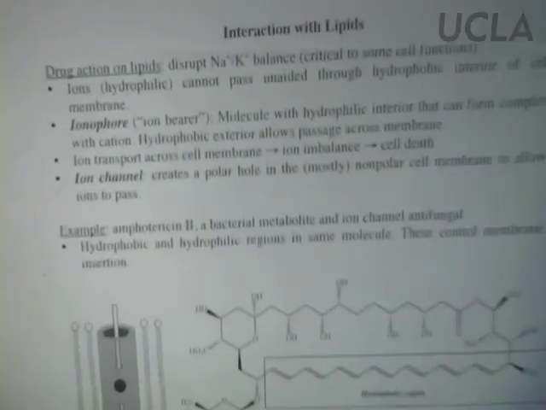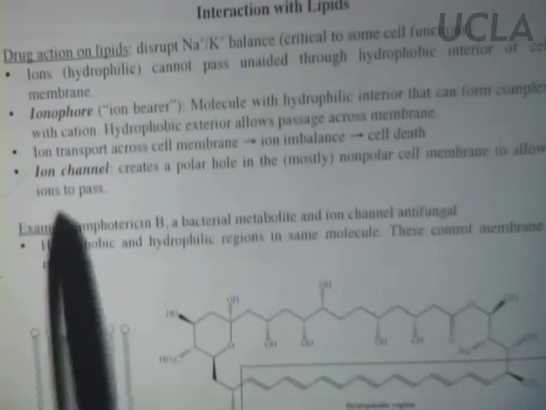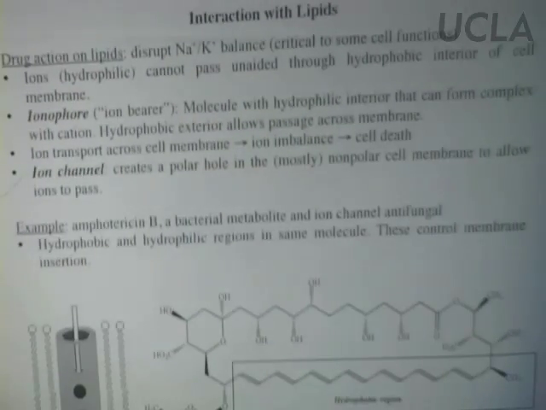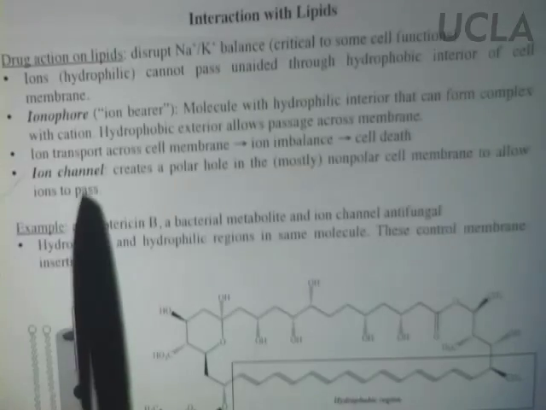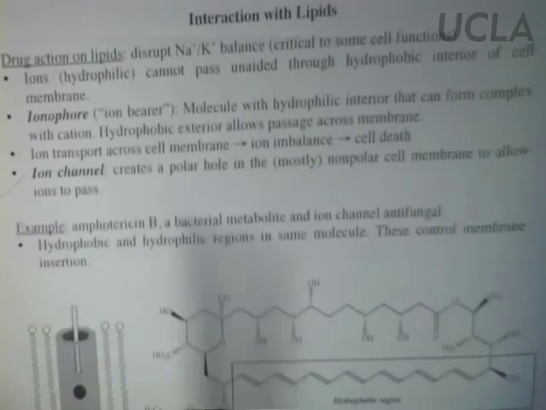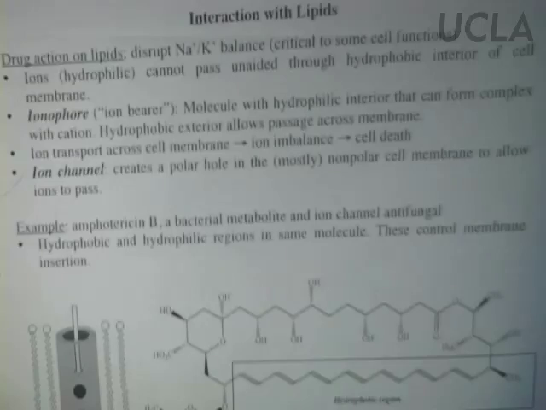Now, they come in some different forms. There are molecules that physically move across the membrane. There are also ionophores that create what's called an ion channel, which is essentially a tunnel through the cell membrane, but a tunnel which is favorable to the cations and anions moving across.